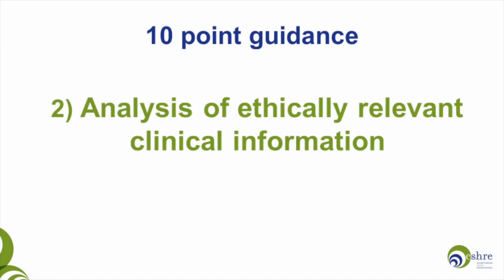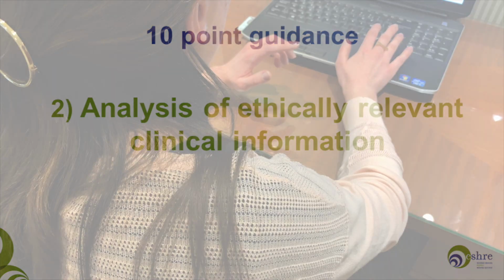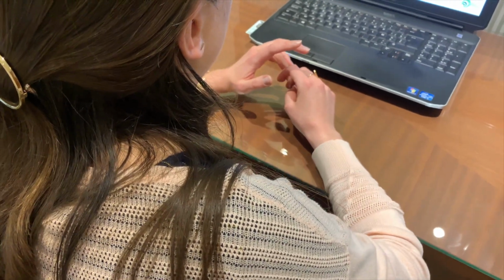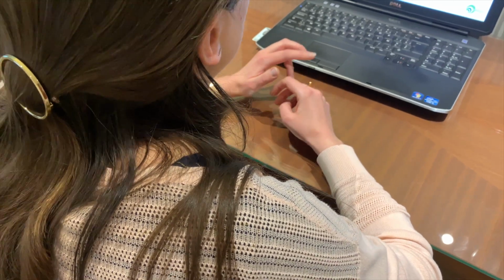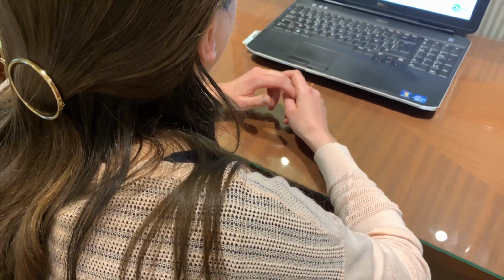The second step in the writing of the ethical case is the analysis of ethically relevant clinical information. So we are talking here about a case of full surrogacy, which means that the gestating woman has no genetic link to the child. This is also a case of single gamete donation, which means that we don't use the gametes of both intended parents, which is not possible. And then the surrogate is a sister of the non-biological parent, so there is a family connection there.